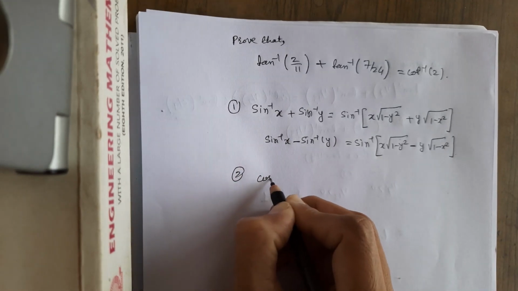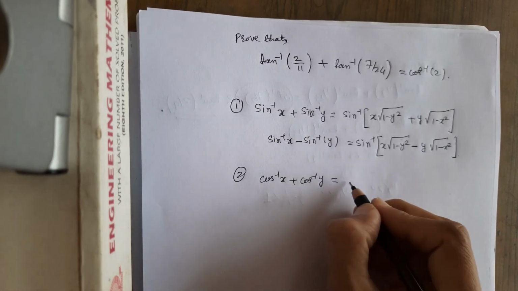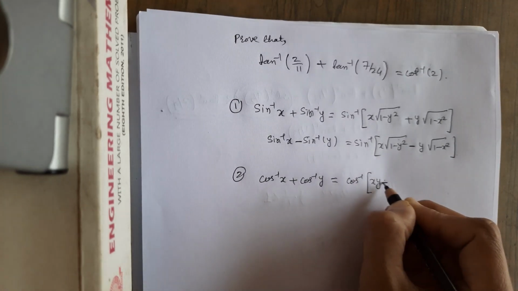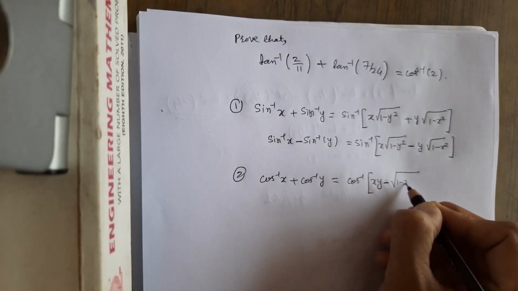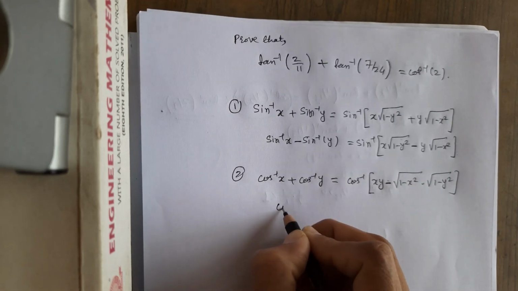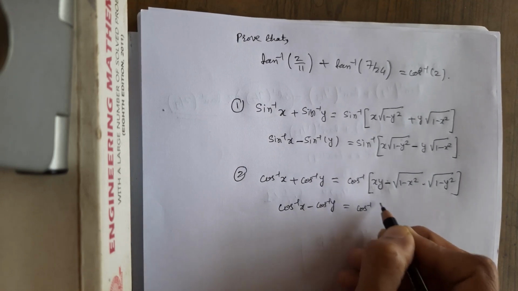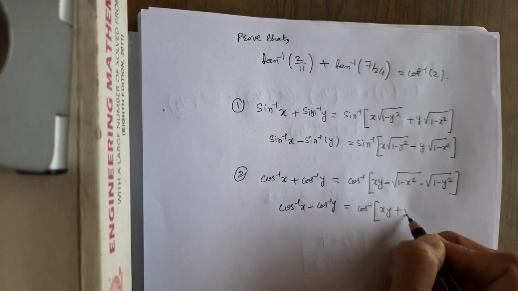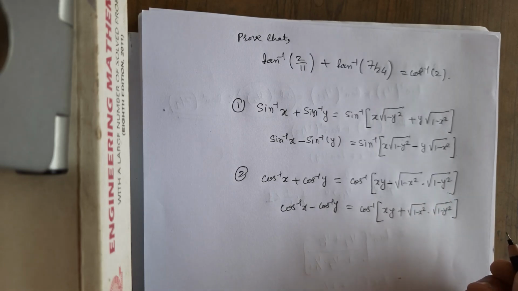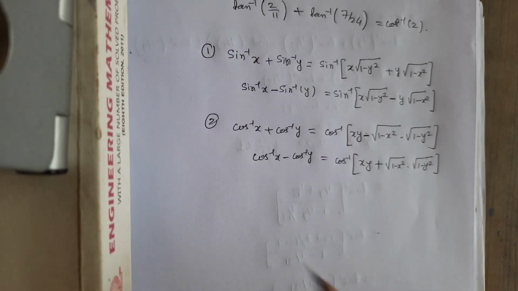The second property is cos inverse x plus cos inverse y equals cos inverse of x into y, and if plus is here then minus sign will be here, root 1 minus x square into root 1 minus y square. That's the only difference. And cos inverse x minus cos inverse y equals cos inverse of x into y plus root 1 minus x square into root 1 minus y square. Okay, so that's the property. Let's just have a look at the example.